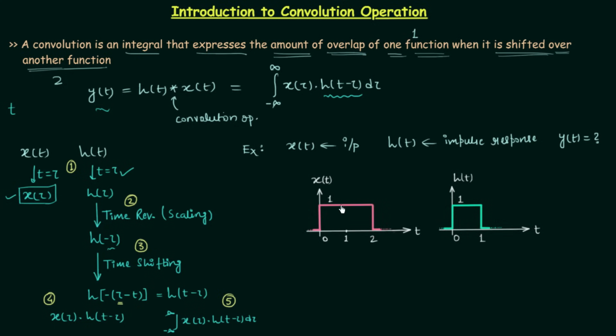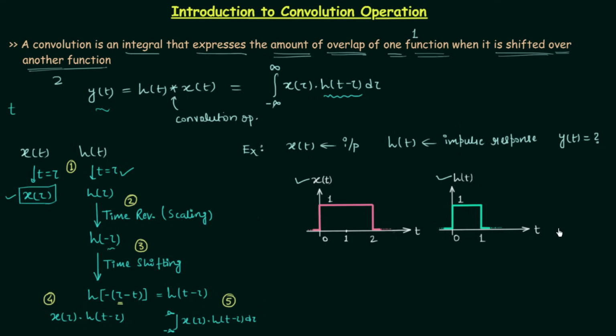The pink waveform is the waveform of input x t, and the green waveform is the waveform of the impulse response h t. Both are square waveforms, but the width of the first waveform, x t, is more as compared to the width of the second waveform, the waveform of h t, and it is important to notice their widths because we will obtain one important conclusion after obtaining the output y t.